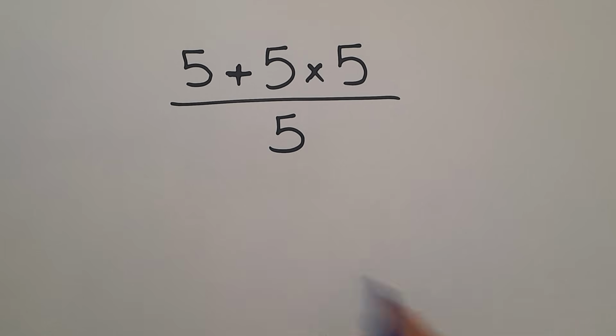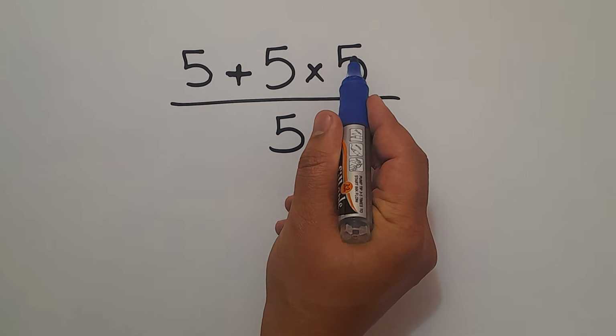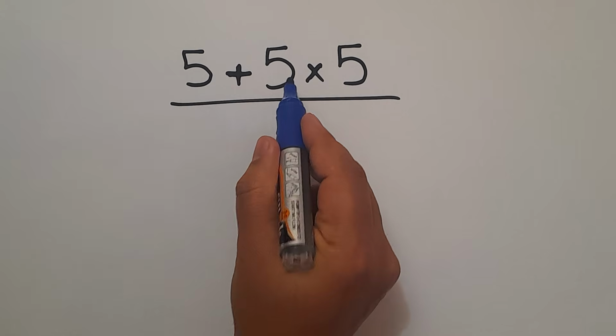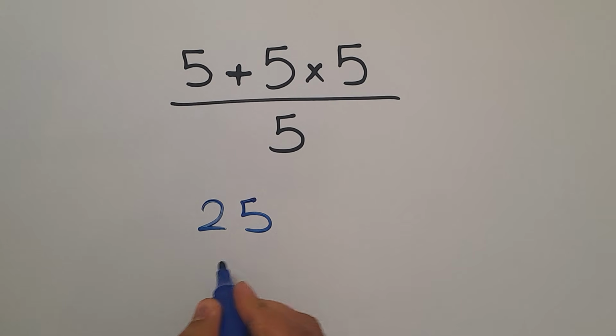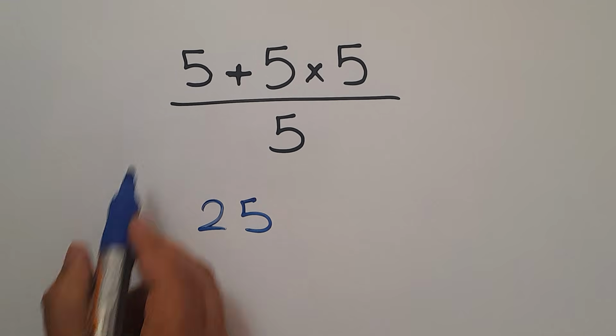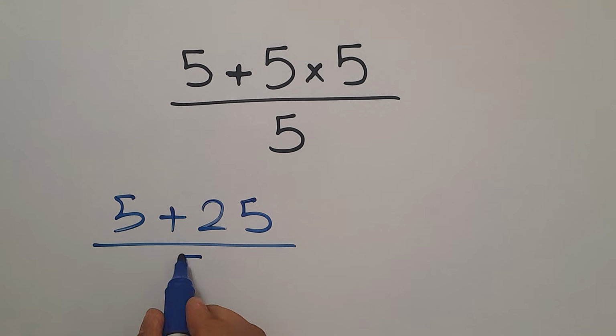Now, the correct path. According to PEMDAS, we must do multiplication first before the addition. So 5 times 5 equals 25, and 5 plus 25 whole divided by 5.